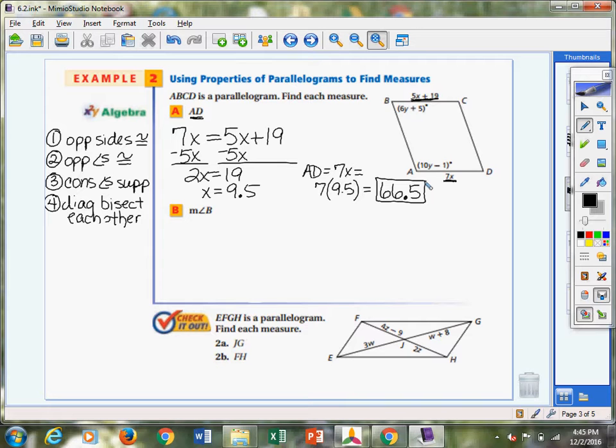Okay, so we used theorem 1 to help us with that. We had to know that that was a parallelogram, and then we knew then that opposite sides are congruent. All right, let's look at letter B.